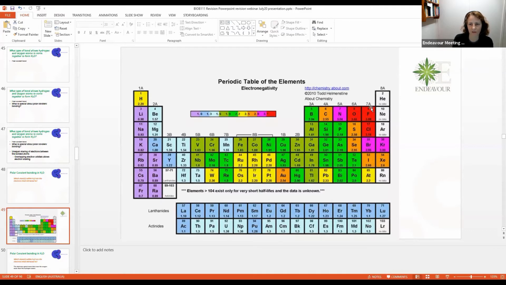And so if two atoms are bound together in a covalent bond, but they have completely different electronegative charges, then one will tend to pull at the electrons more than the other. So oxygen is shown here and it's red, so it's highly electronegative, whereas hydrogen is yellow, so it's not as electronegative. So oxygen will pull at the electrons more than hydrogen does, and that's where the polar covalent bonding comes in.